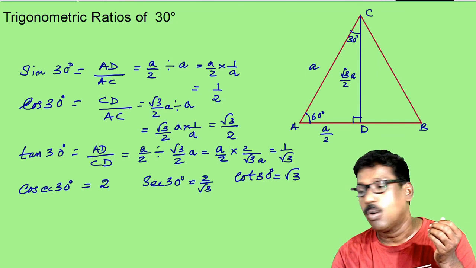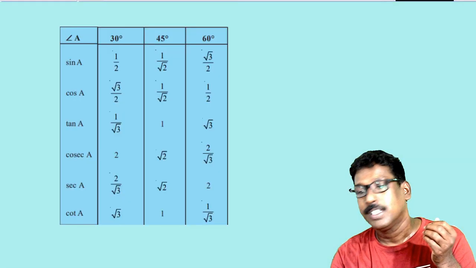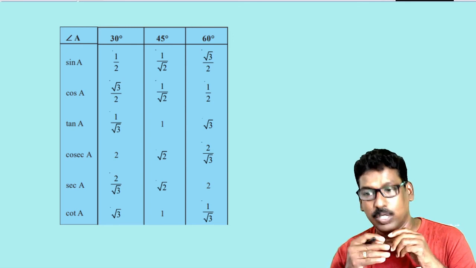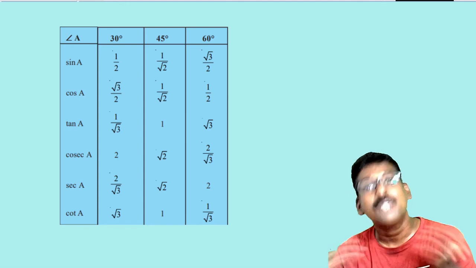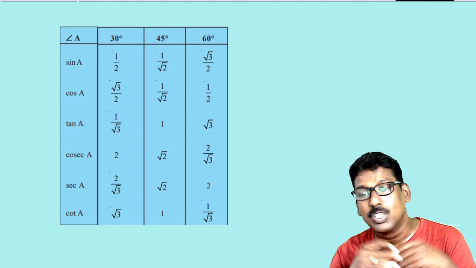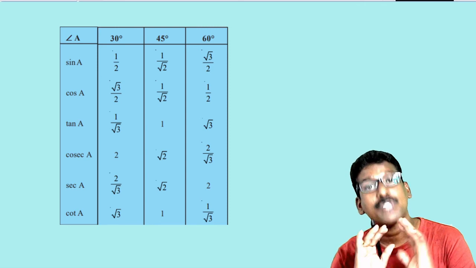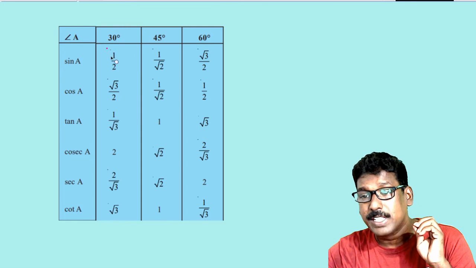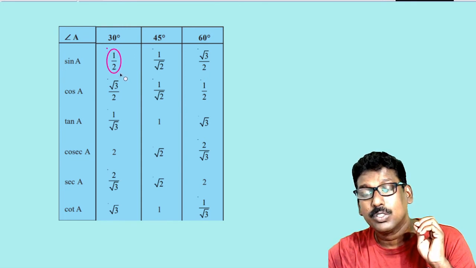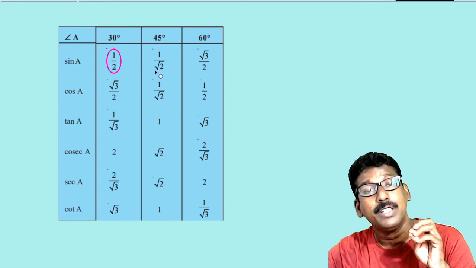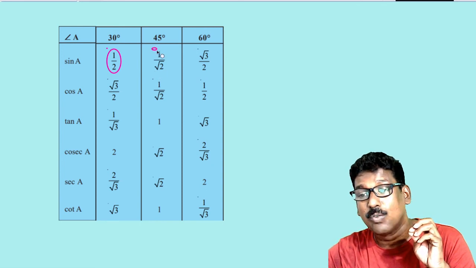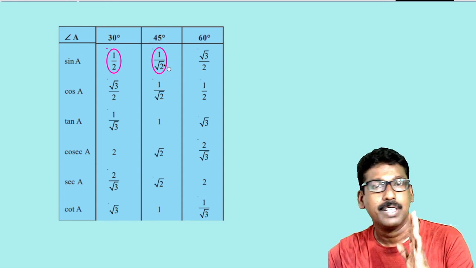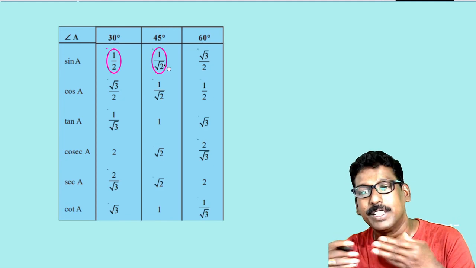Now let me take all the ratios together. Here you got angle A as 30, 45, 60. It is very simple to memorize if you know the values of sine only. Here you see the value of sine 30 is 1 by 2. And the second value is 1 by root 2, which is the square root of 1 by 2. So it starts with half and you take the square root of the other. Then it is 1 by root 2.